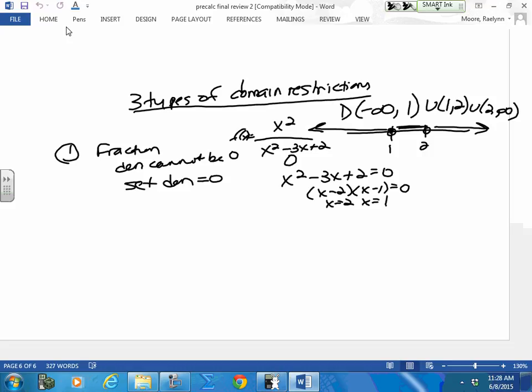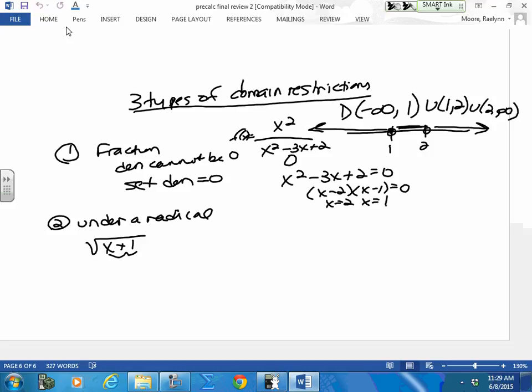Okay? Second, what bothers us is a variable under a radical. For instance, I can't, in my real number system, take a square root of a negative number. Any odd roots have no restriction. A cube root has no restriction. I can take a cube root of a negative number. Any even root, they all have the same restriction as a square root does. So I cannot take a negative number.